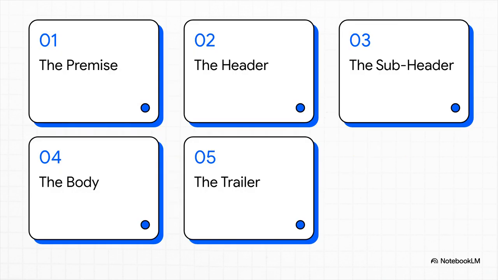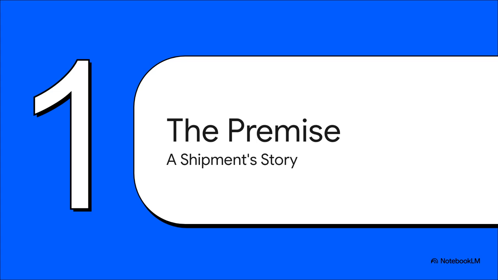So here's how we're going to follow that story. First up is the premise. Then we'll meet the key players in the header. After that, we trace the goods' journey in the subheader. We'll itemize everything in the body, and finally, we'll settle the bill in the trailer. Let's do it. Okay, Section 1, the premise.